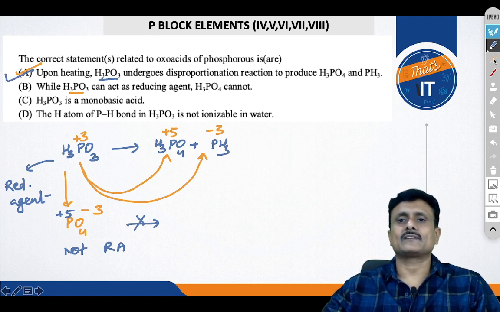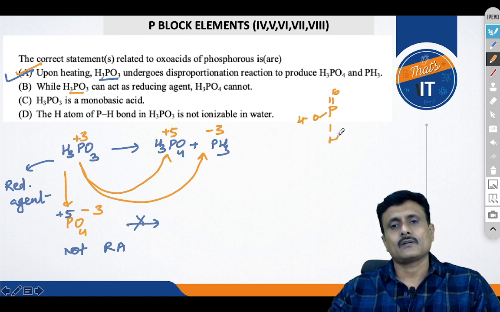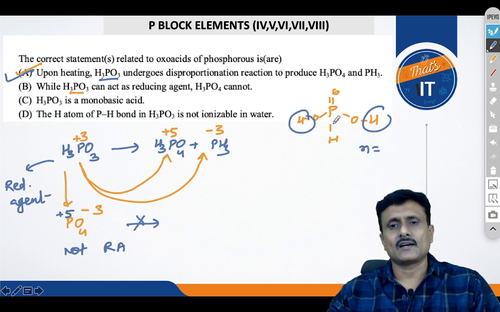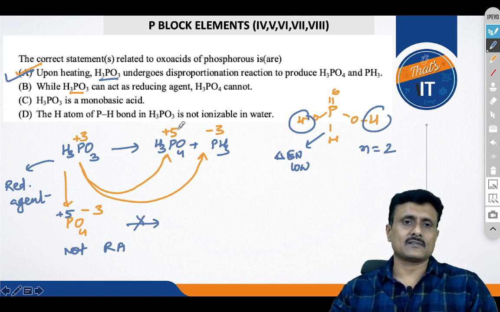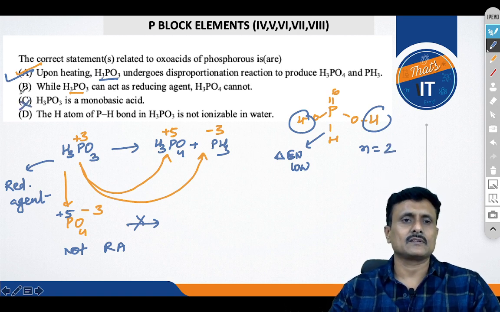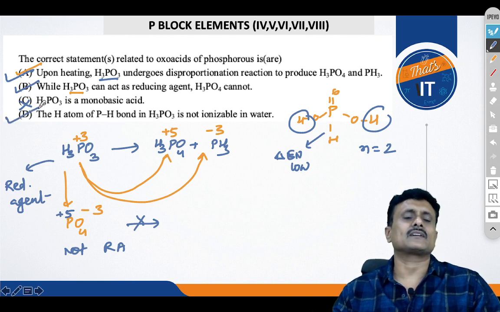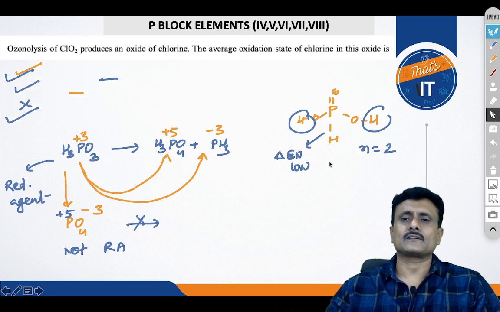H3PO3 is a monobasic acid, which is absolutely wrong, because you know the structure of H3PO3, that there are two replaceable hydrogens present in H3PO3. However, the third one is not ionizable because of less electronegativity difference. So two ionizable hydrogens are present. So this is not a monobasic acid. The hydrogen atom in the P-H bond is not ionizable. So the right answer for this question is A, B and D, isn't it?